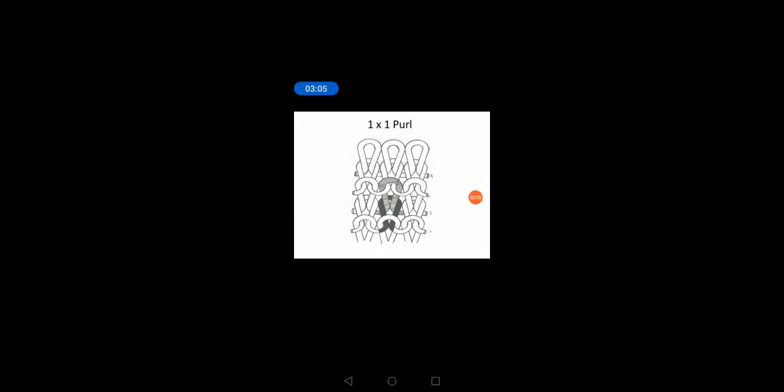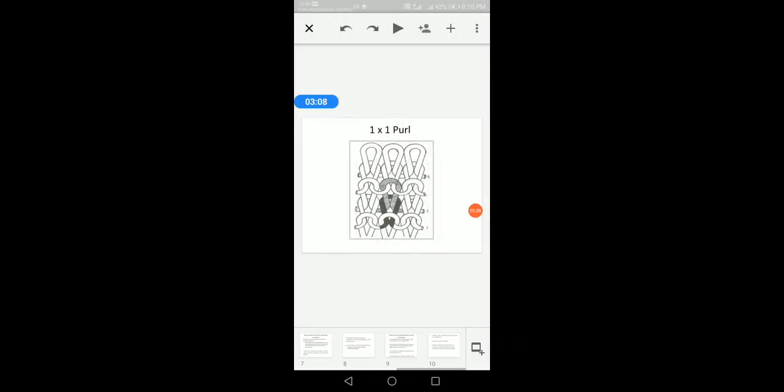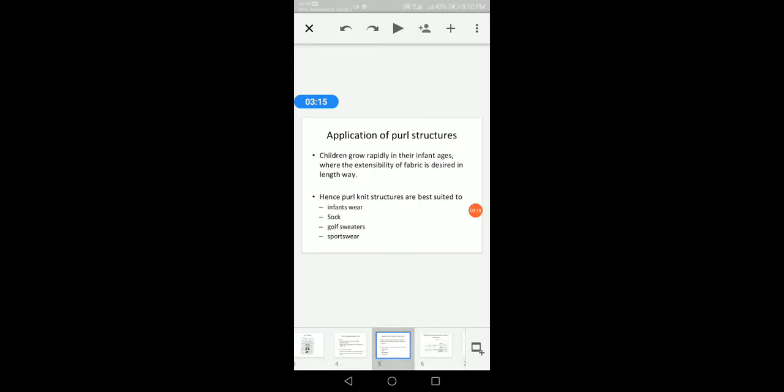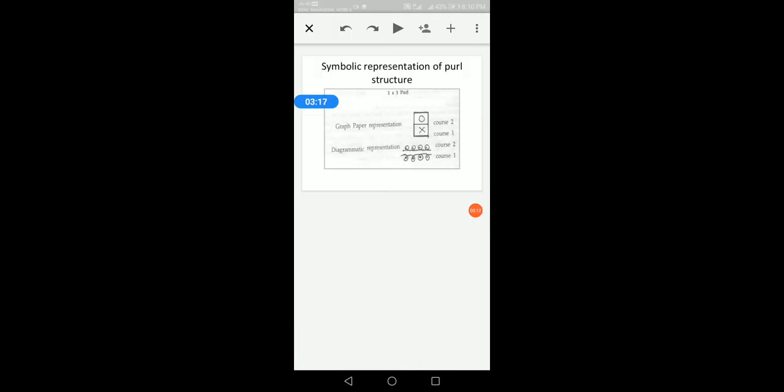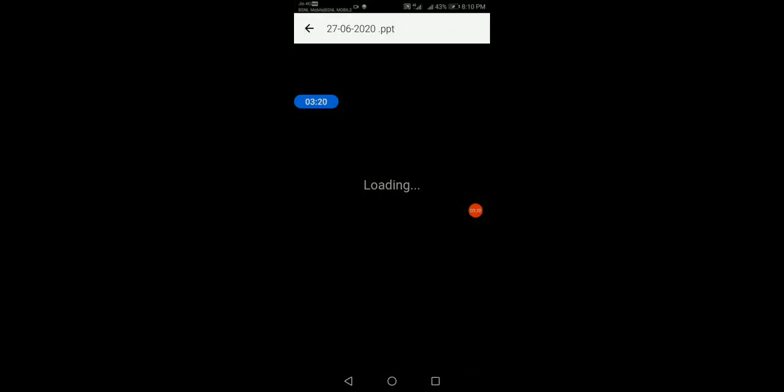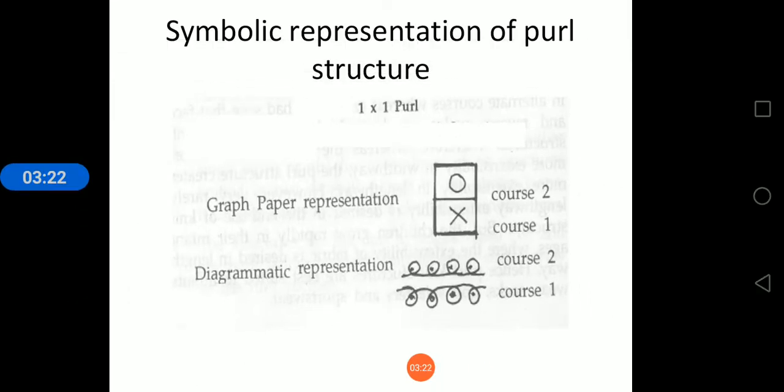The most commonly useful purl structures are these. Now the symbolic representation. The symbolic representation is the craft paper representation, showing what is on the face and what is on the back. The figure shows that the zero symbol is called face, and the cross mark is called back formation. This is the diagrammatic representation.